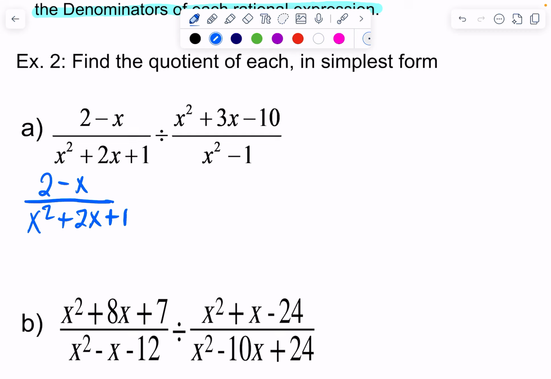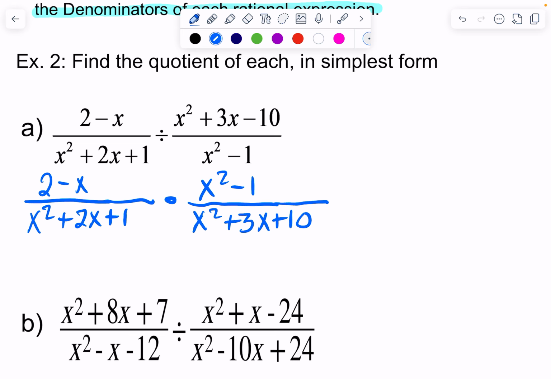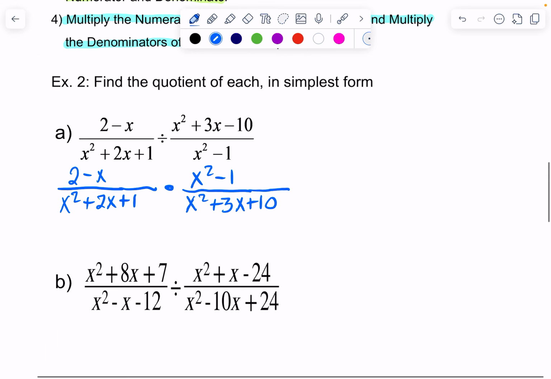First rational expression stays the same. Change. And then the second rational expression flips. That's the first and most important part to get our setup correctly. Now we're going to go ahead and factor the numerators and the denominators like regular rational expression multiplication.